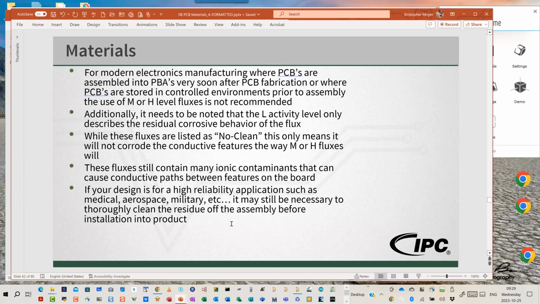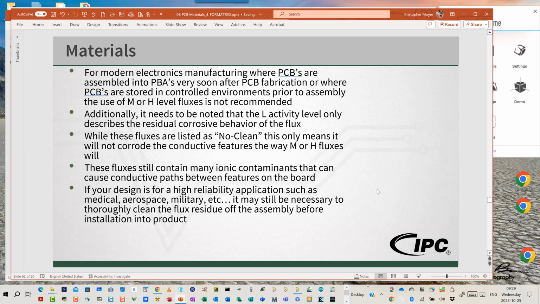These fluxes still contain many ionic contaminants that can cause conductive paths between features on the board. So if your design is for a high reliability application, such as medical, aerospace, military, etc., it may still be necessary to thoroughly clean the flux residue off the assembly before installation into the product.